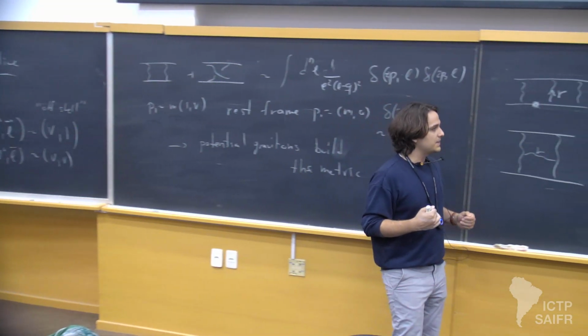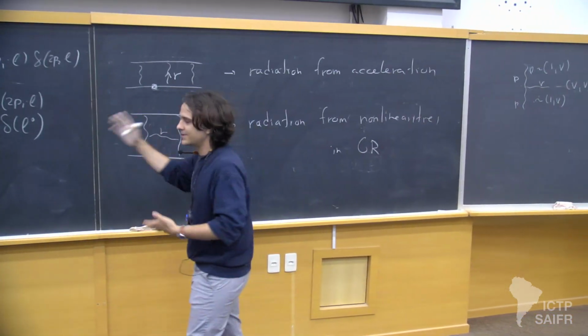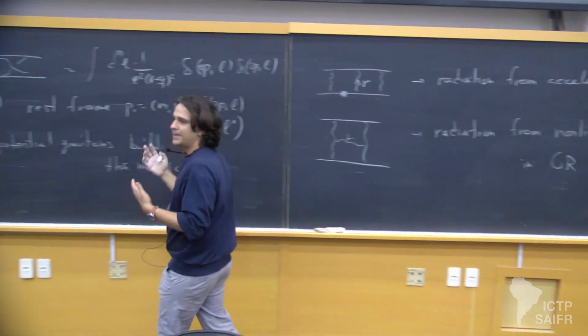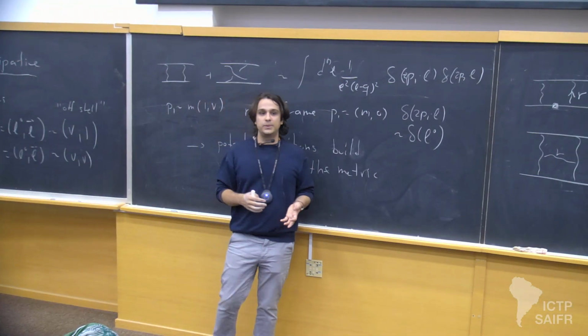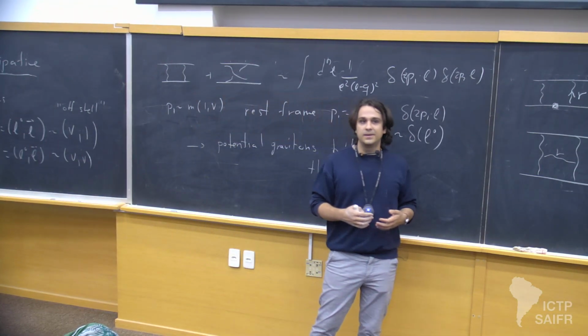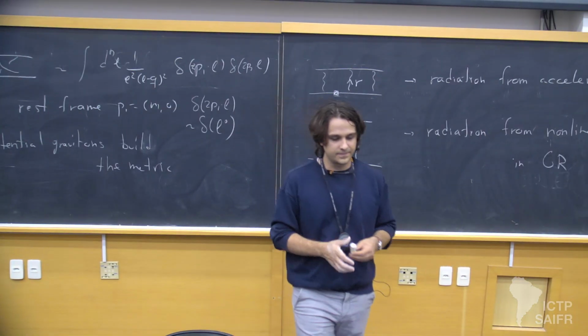Okay, so I'm out of time, so I'll just mention that tomorrow, so far I just focused on the amplitude, but I'll finally go back to observables and see what is the precise relationship between the amplitude and various observables that we would like to compute in the classical theory. Okay, thanks.